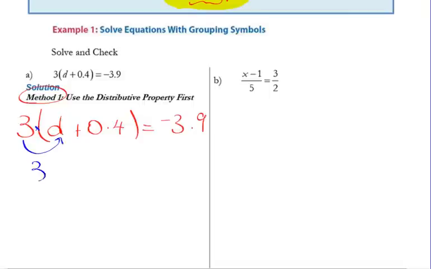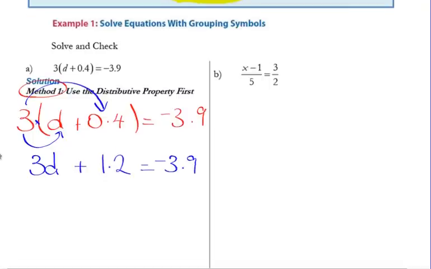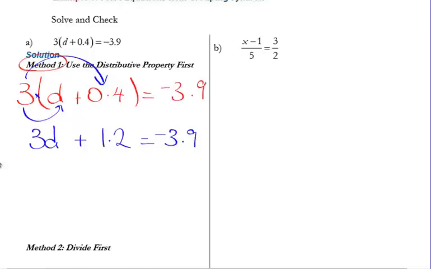3 times d first of all. And then we've got 3 times 0.4. Now, I'm going to do that using mental math. 3 times 4 is 12. 3 times 0.4 will be 1.2. And that's equal to negative 3.9. Okay. So now we're down to the familiar type of equations that we looked at in lesson 3.2. And so we've got addition of 1.2. So if we start by dealing with the addition first, we'll subtract 1.2 from this side and subtract 1.2 there. And that leaves us with, what do we have?